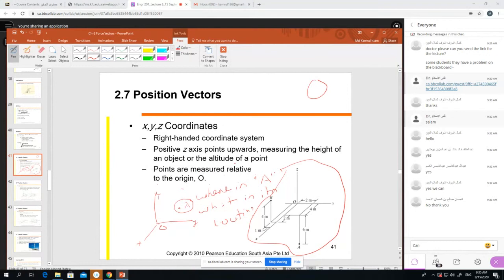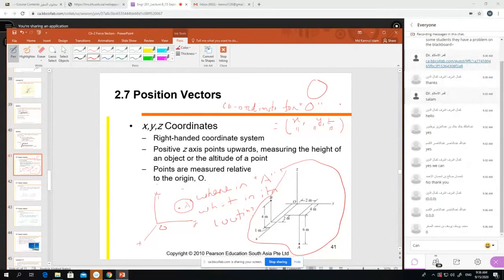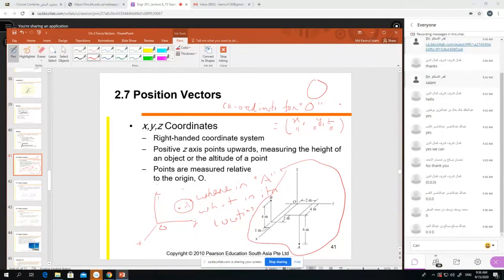Now, where is A, right? If I draw a line, can someone tell me what is the coordinate for O? Coordinate for O, origin, tell me, what is the coordinate? One is X, one is Y, one is Z. Can you tell me? Someone? Anyone? 0, 0, 0. Abdullah Saleh is correct. It is 0, 0, and 0, right. You're correct.